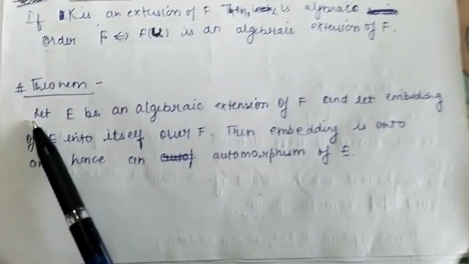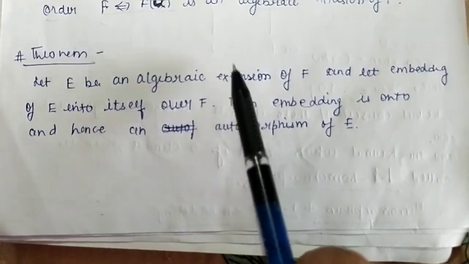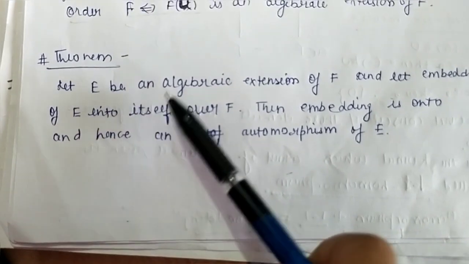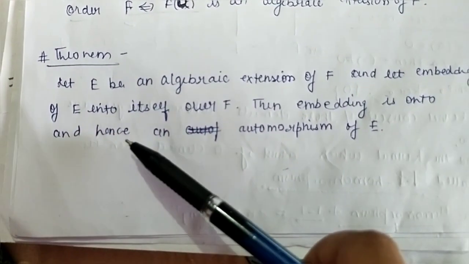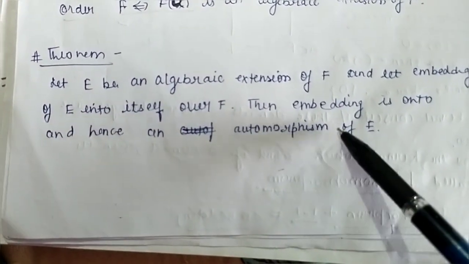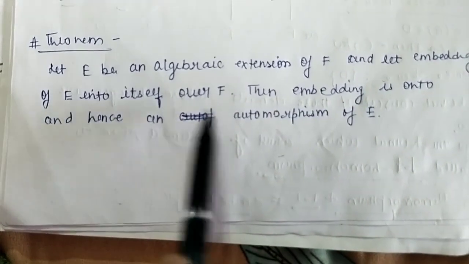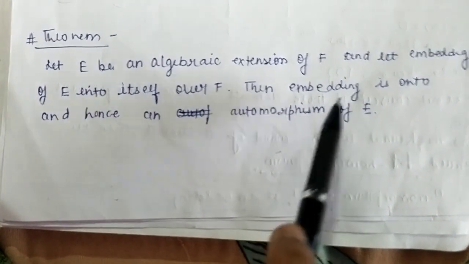There is another theorem: let E be an algebraic extension of F and let sigma be an embedding of E into itself over F, then the embedding is onto and hence an automorphism of E. When the embedding is onto, then an automorphism happens.